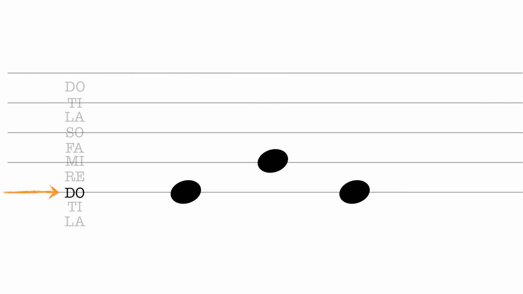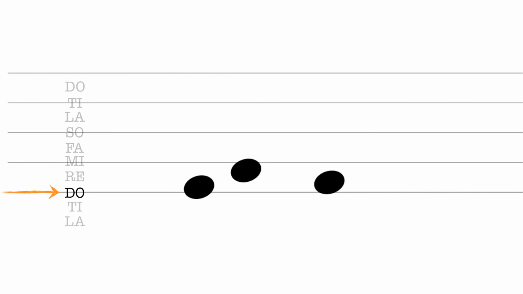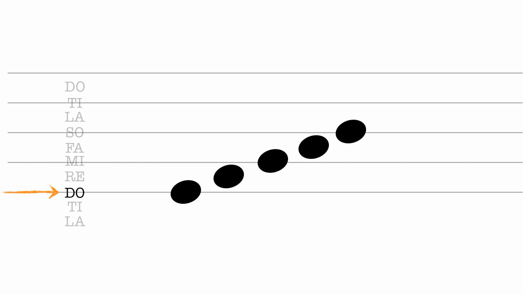And if we want to see the first 5 notes of our scale, Do, Re, Mi, Fa, So, then we just have to draw the note starting on Do, go to Re and Mi, and then Fa and So. Line, space, line, space, line.